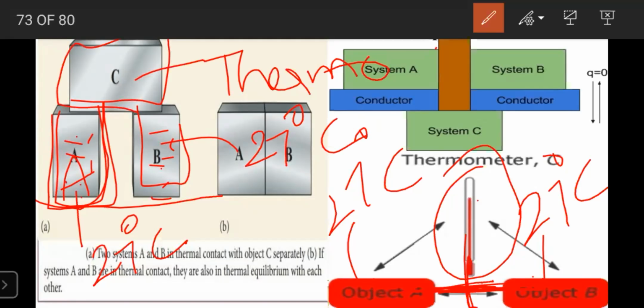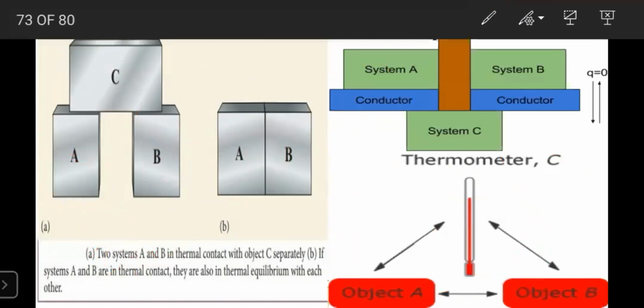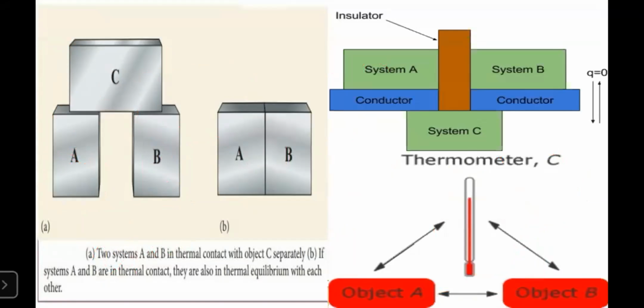Both we are getting as 27 degrees centigrade by putting the thermometer separately in A and also in B. We are not combining A and B. Still we are getting the same temperature. So how are we getting the same temperature? Due to the thermometer. Initially the thermometer is in equilibrium with A. The problem here is where the thermal equilibrium is. So this is the basic thing.